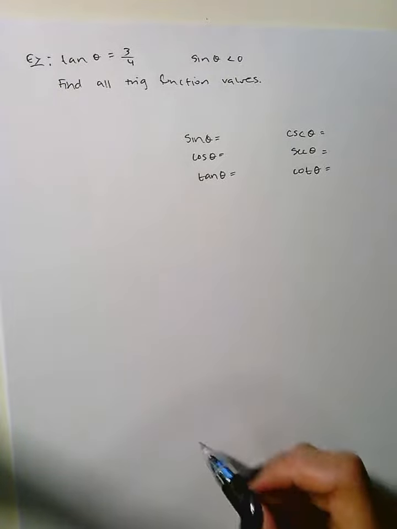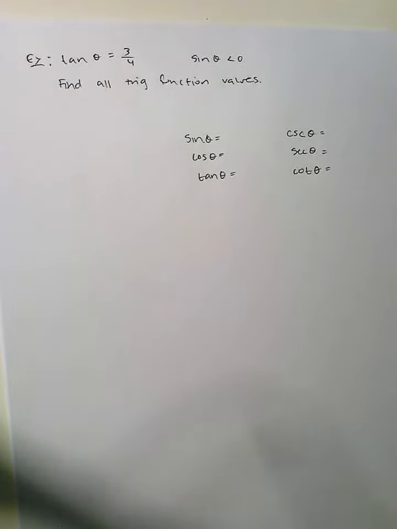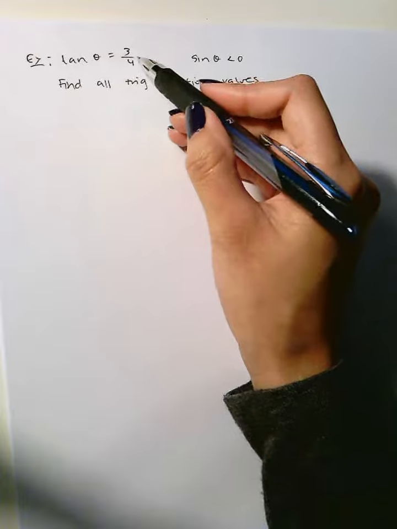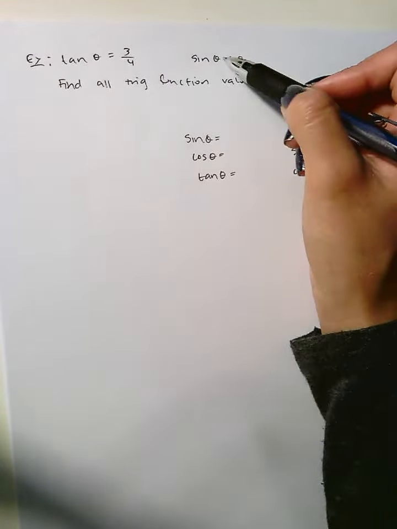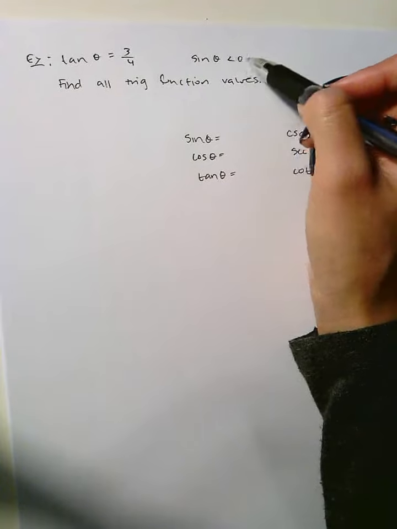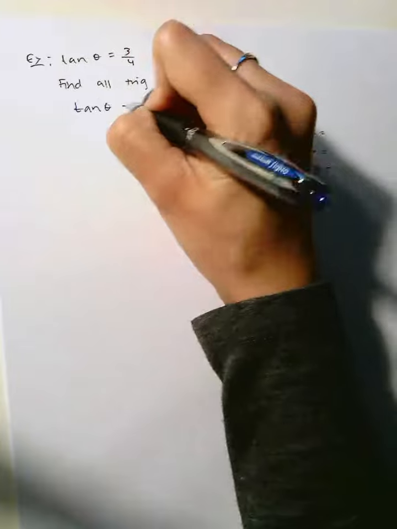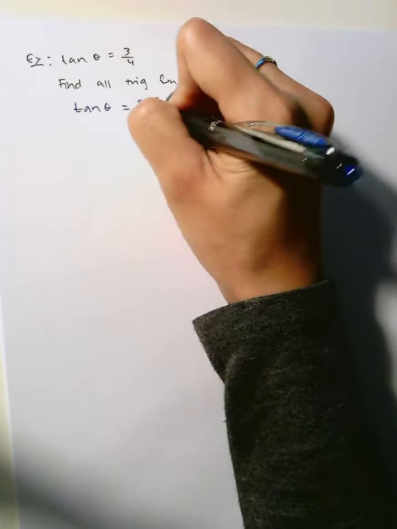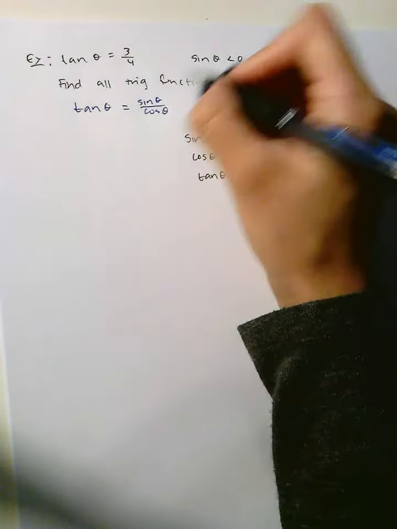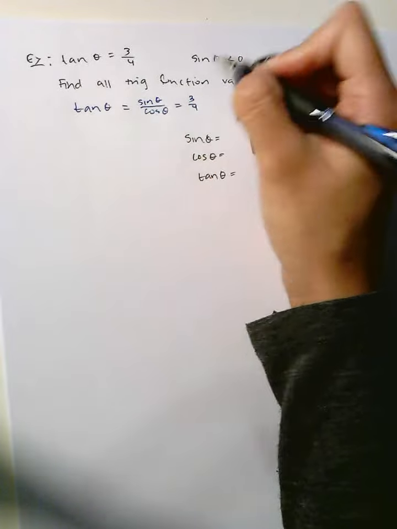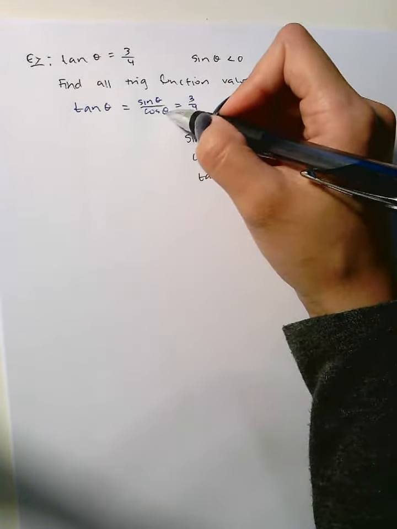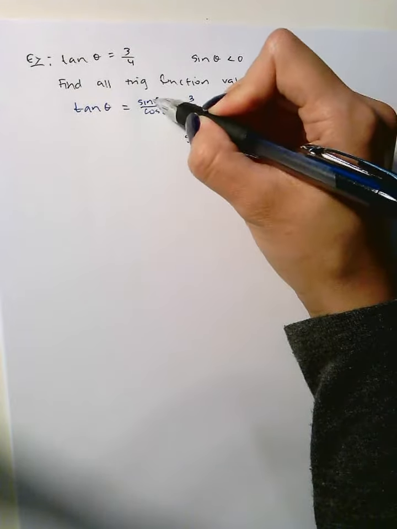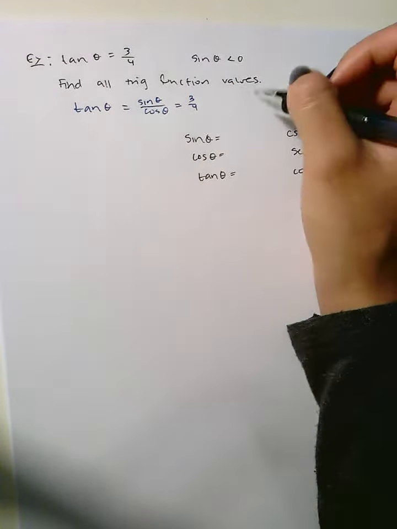So in order to do that, let's go ahead and go back to the tangent of theta. We know tangent of theta is equal to 3 over 4, meaning that this is positive. And we know that sine of theta is less than 0, meaning that this is going to be negative. We know that tangent of theta is equal to sine of theta over cosine of theta. So again, this is equal to 3 over 4. Sine of theta is related to the y, cosine of theta is related to the x, so then 3 is related to the sine, and 4 is related to the cosine.